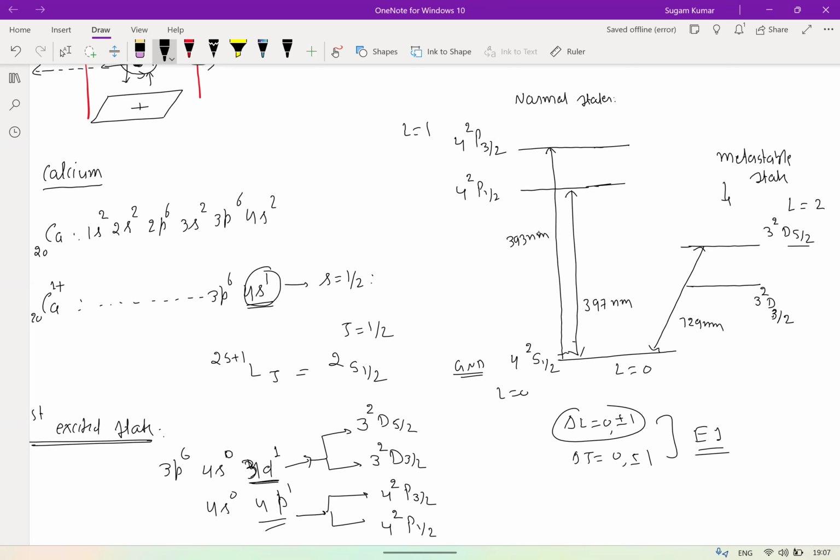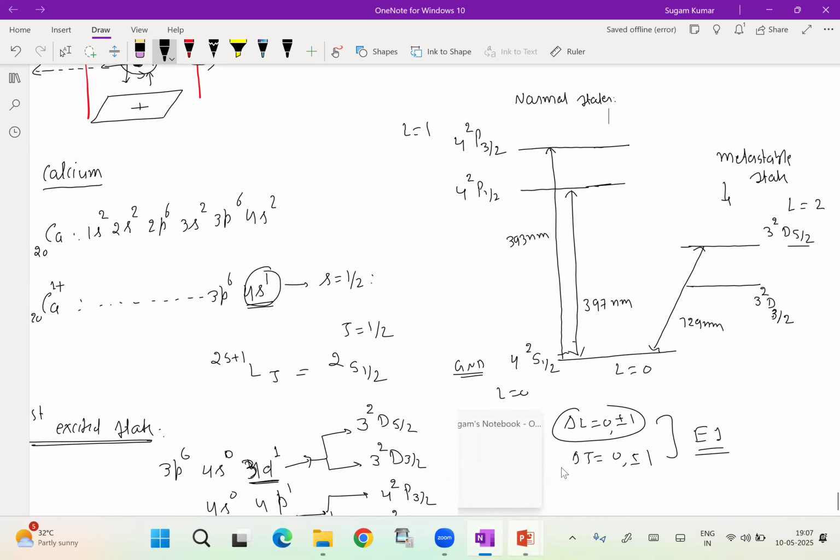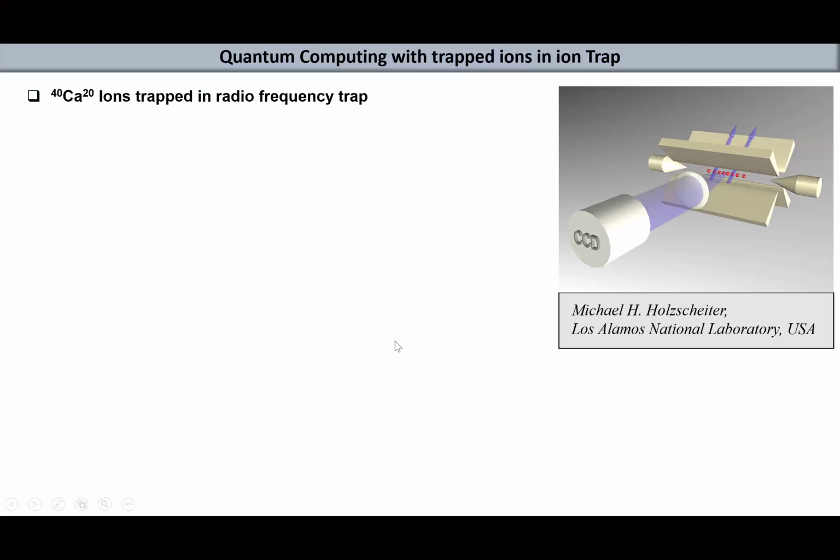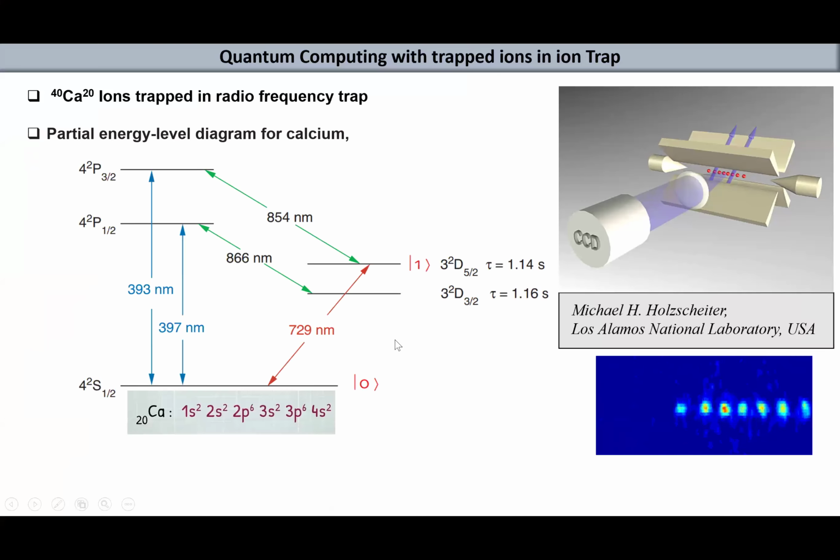Clear to everybody? So now I can take you back to this diagram here. This is what I have shown here. Maybe we can save some time now instead of drawing everything. So these are the electronic configuration for the calcium, and these are the electronic states.